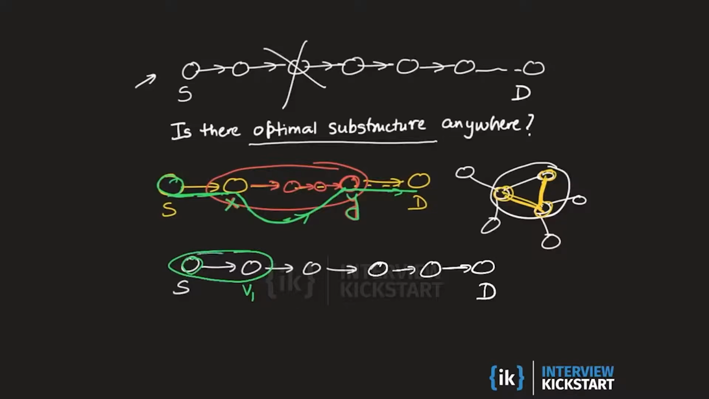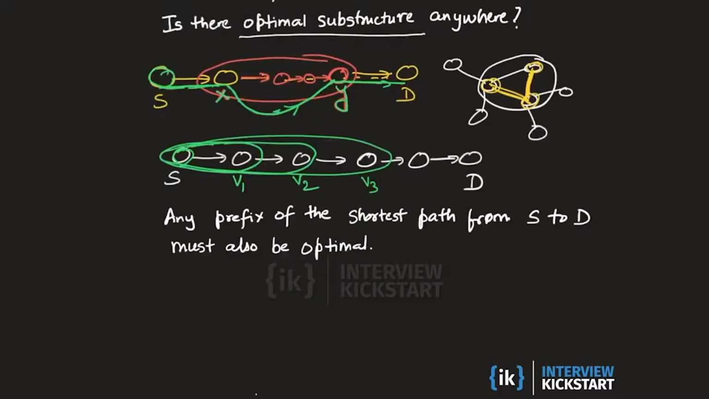By the same argument, if I look at this particular prefix from S to V2, even that must be the shortest path from S to V2. If I look at this local region from S to V3, that must be the shortest way to get from S to V3. So any prefix of the shortest path from S to D, let's say a prefix from S to any vertex X, must also be optimal. It must also be the shortest path from S to the endpoint of that local section.